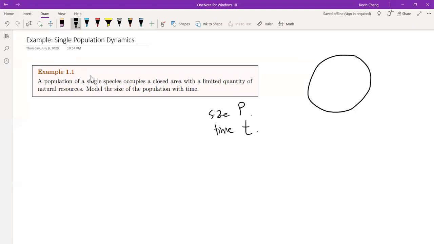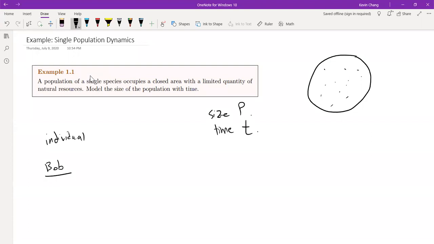So we're going to have the population, we're going to have animals inside a certain area, and they're all going to be the same species using the same resources. So instead of analyzing all of the animals in this area, let's focus on one specific individual. So let's say this individual's name is Bob. He might be a deer or some other animal. So we have Bob here, and he's going to be living inside this area.